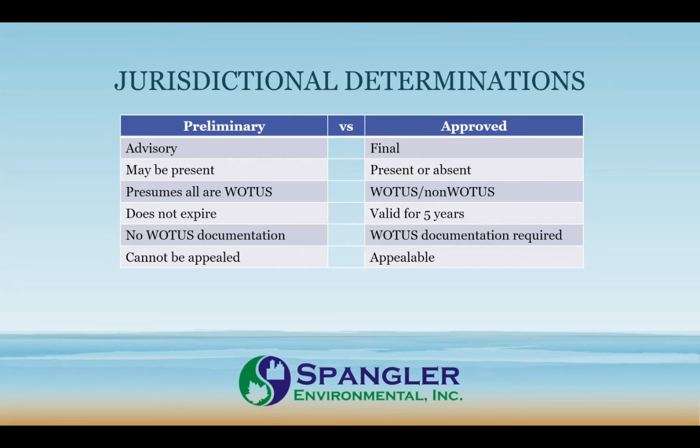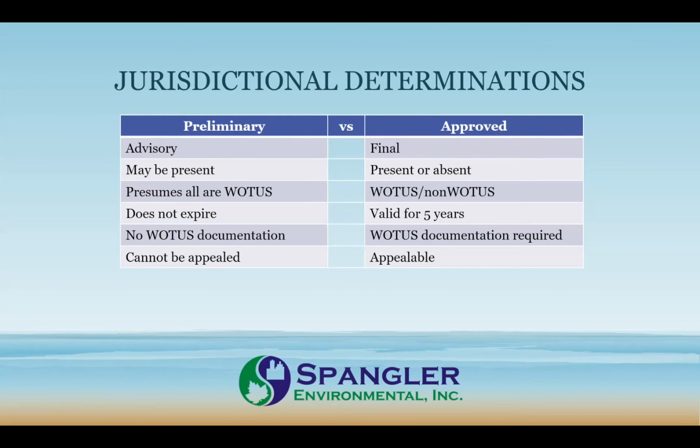Preliminary JD doesn't expire. An approved JD is only valid for 5 years, after which it needs to be renewed. Oftentimes the results of that renewal are the same, but sometimes they're not. If hydrology or impervious surface or other conditions have changed, there's certainly an ability for an update that changes the location and extent of features.